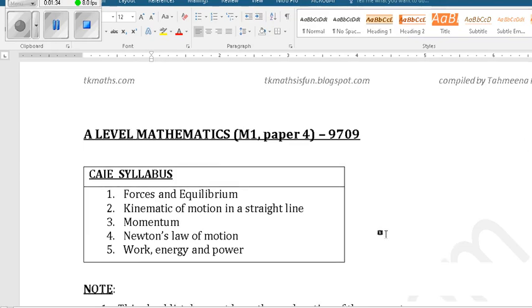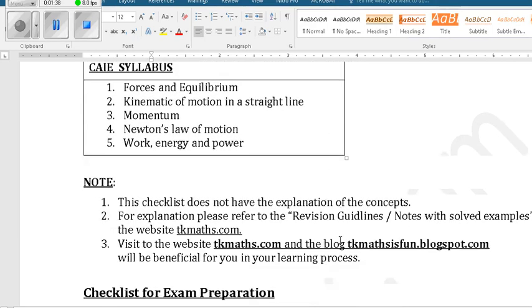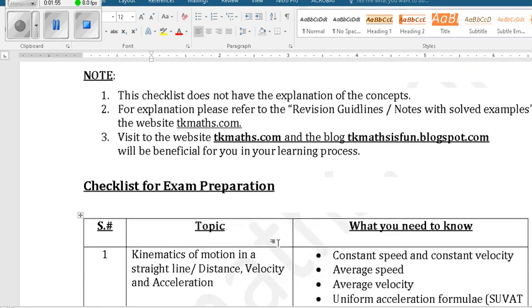Number one, these are the main topics. And if you want to see the explanation of a few concepts, you can visit the site tkmaths.com or tkmaths.blogspot.com. Here there are videos which have explanations of the questions. Not all of those which I have mentioned here, but yes, a few questions which cover the concepts.